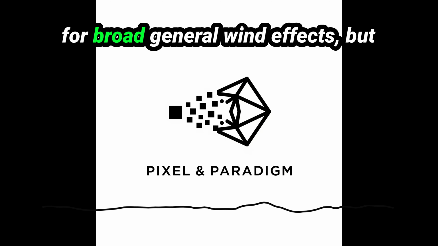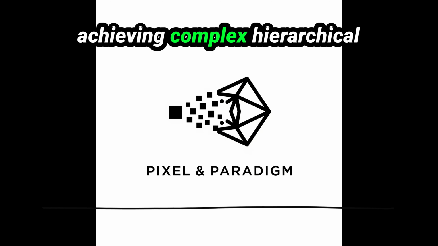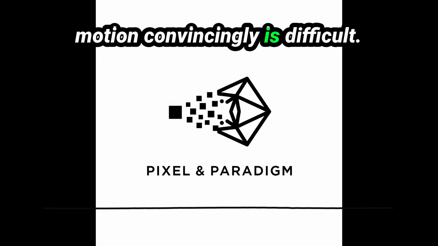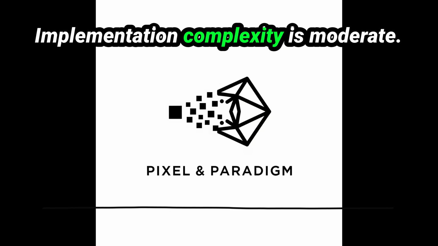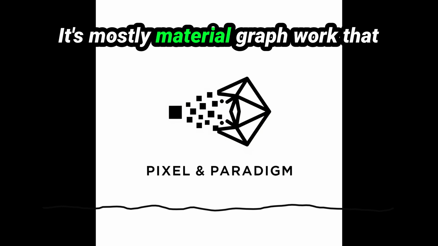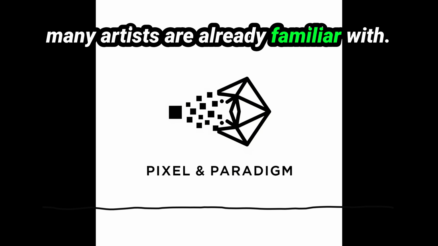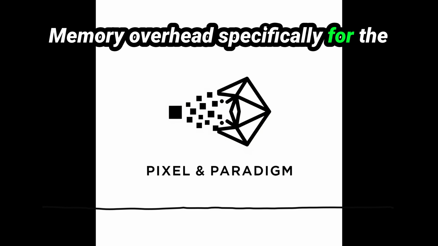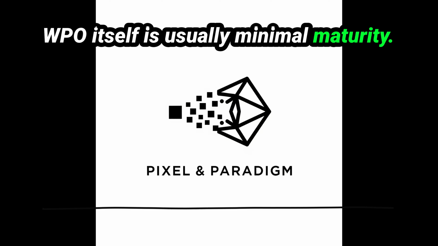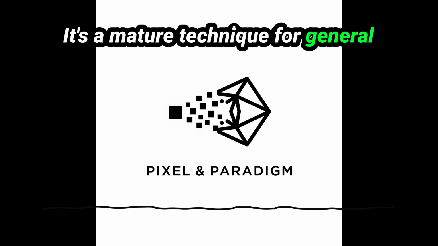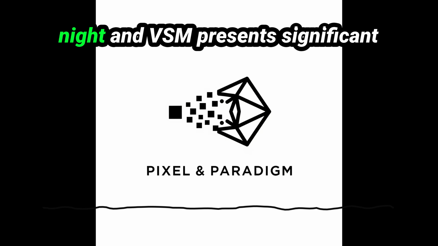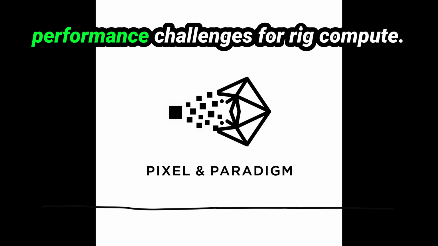Fidelity allows for broad general wind effects, but achieving complex hierarchical motion convincingly is difficult. Implementation complexity is moderate. It's mostly material graph work that many artists are already familiar with. Memory overhead specifically for the WPO itself is usually minimal. Maturity. It's a mature technique for general animation, but its interaction with Nanite and VSM presents significant performance challenges.